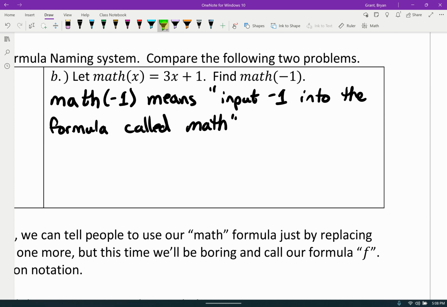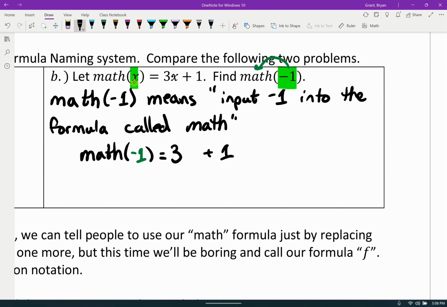So if we look at this, math of x, and they said we're going to find math of negative 1. Well, that means we want to input negative 1 into whatever formula math is named after. So let's try it. We're going to find math of negative 1. Now, we know what the math formula is equal to. The math formula is equal to 3 times x plus 1.